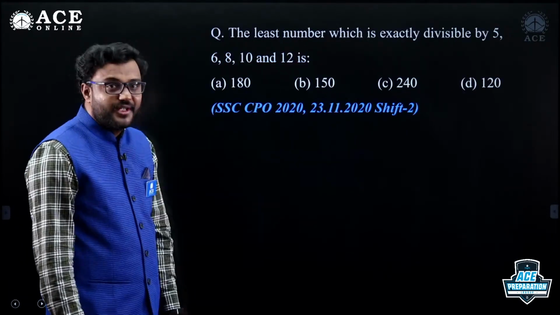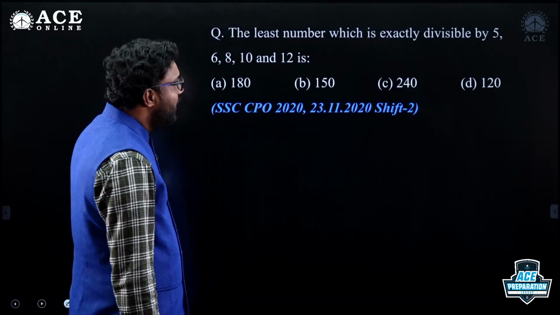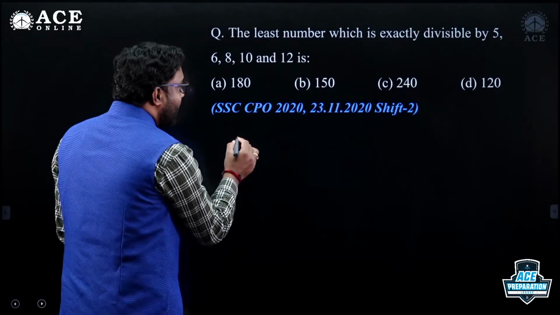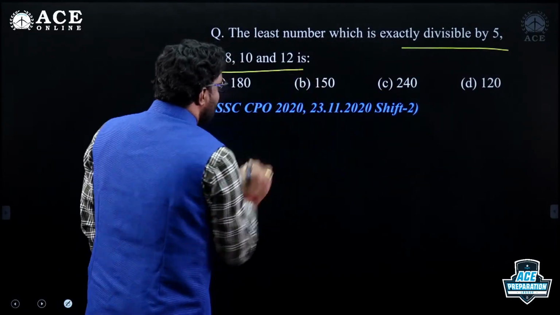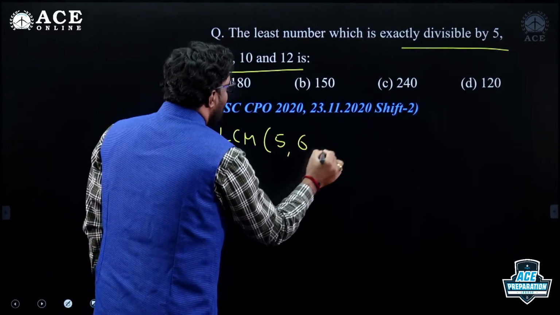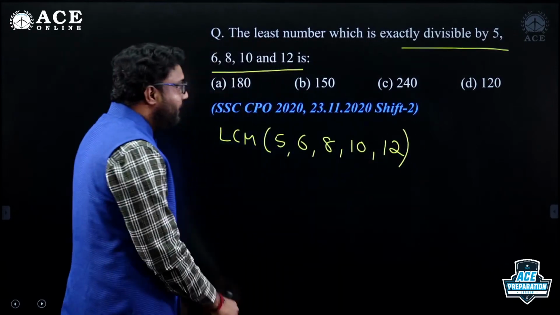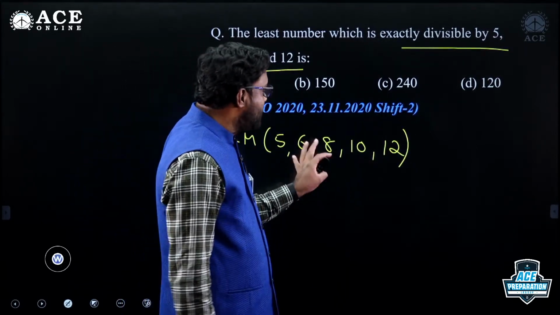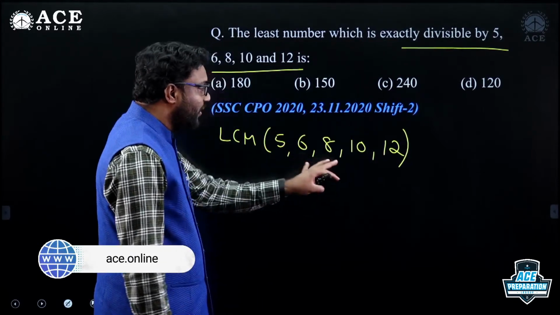Now see the next question. This is also a previous question in SSC CPO. Divisible by a group again, which is exactly divisible by a group of numbers. So we should apply LCM here. 5, 6, 8, 10 and 12. The smallest number which is divisible by all these numbers.